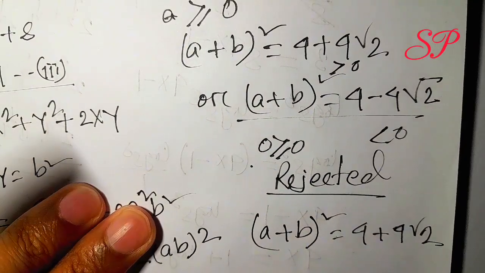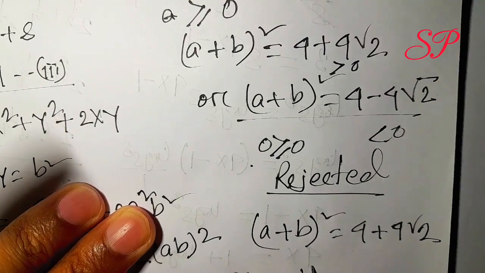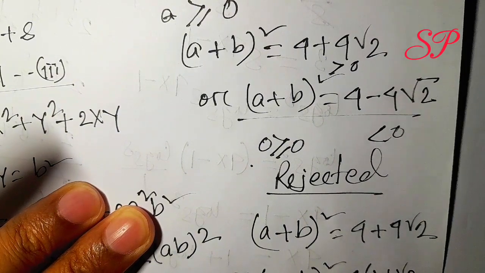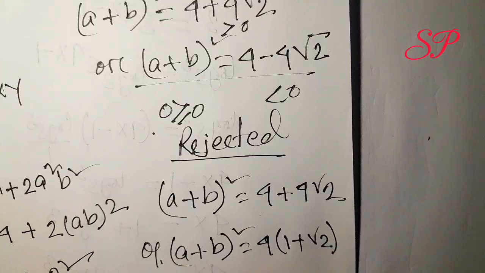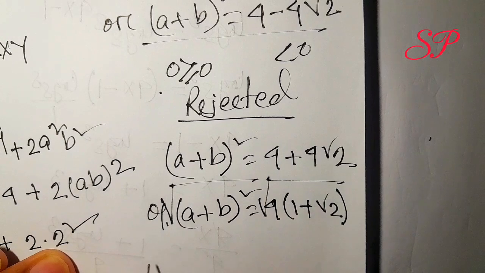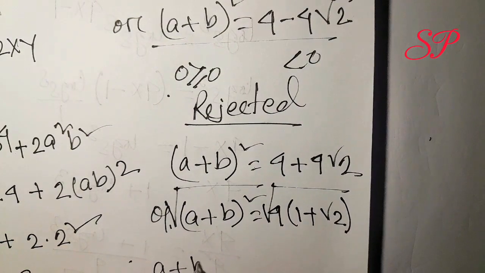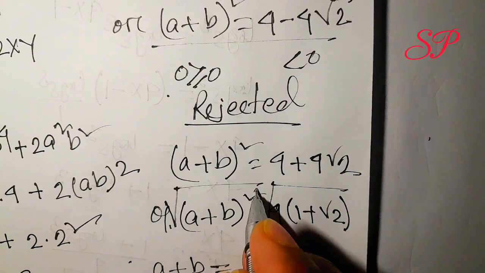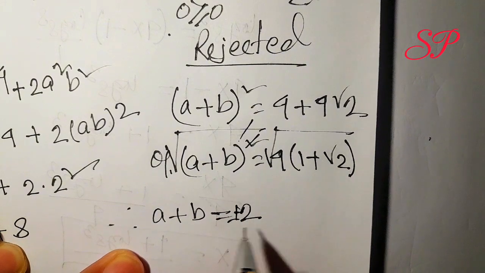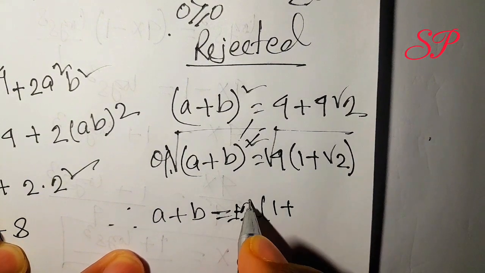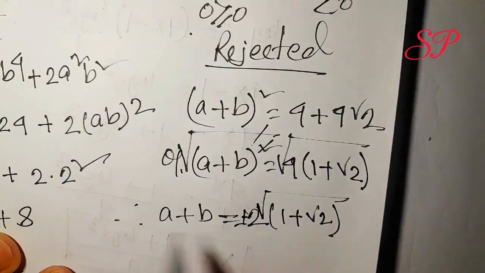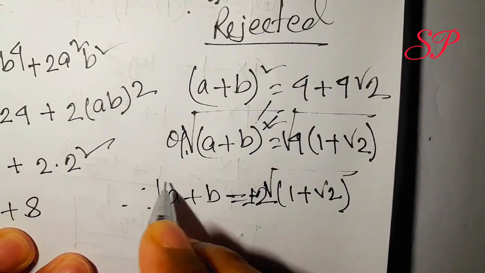Here we can write a plus b all square is equal to 4 times 1 plus root 2, since 4 is common. Taking the root of both sides, the square and root cancel, and a plus b is equal to plus minus 2 times 1 plus root 2. This is the final value.